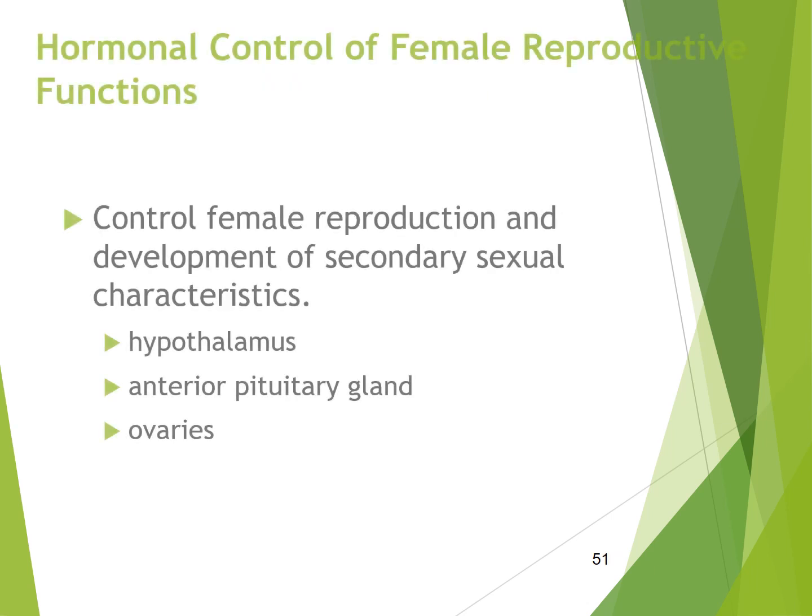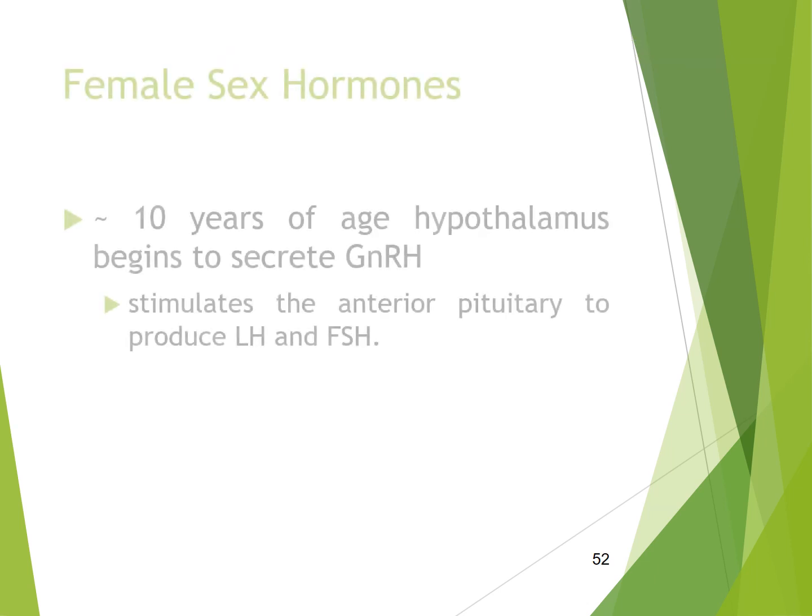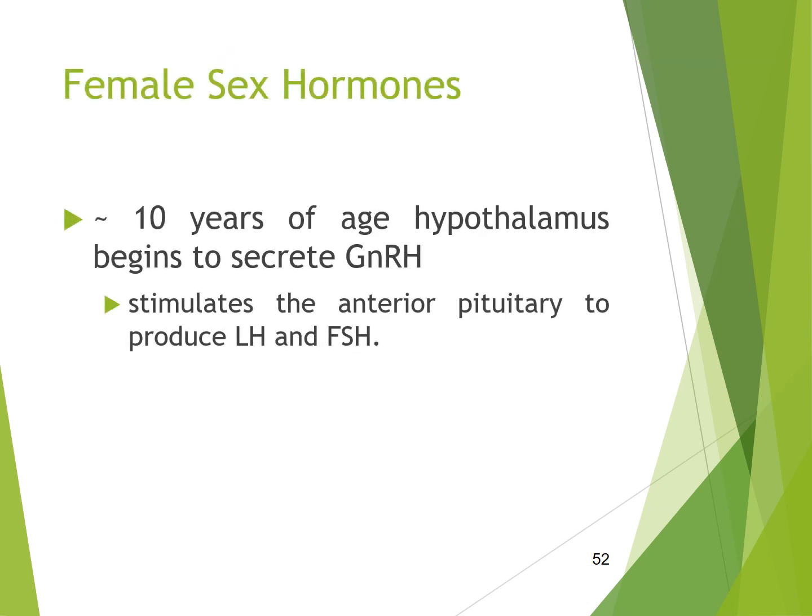The hypothalamus, anterior pituitary gland, and ovaries control female reproduction and the development of secondary sexual characteristics. At about 10 years of age, the hypothalamus begins to secrete gonadotropin releasing hormone. Gonadotropin releasing hormone stimulates the anterior pituitary gland to produce luteinizing hormone and follicle stimulating hormone.